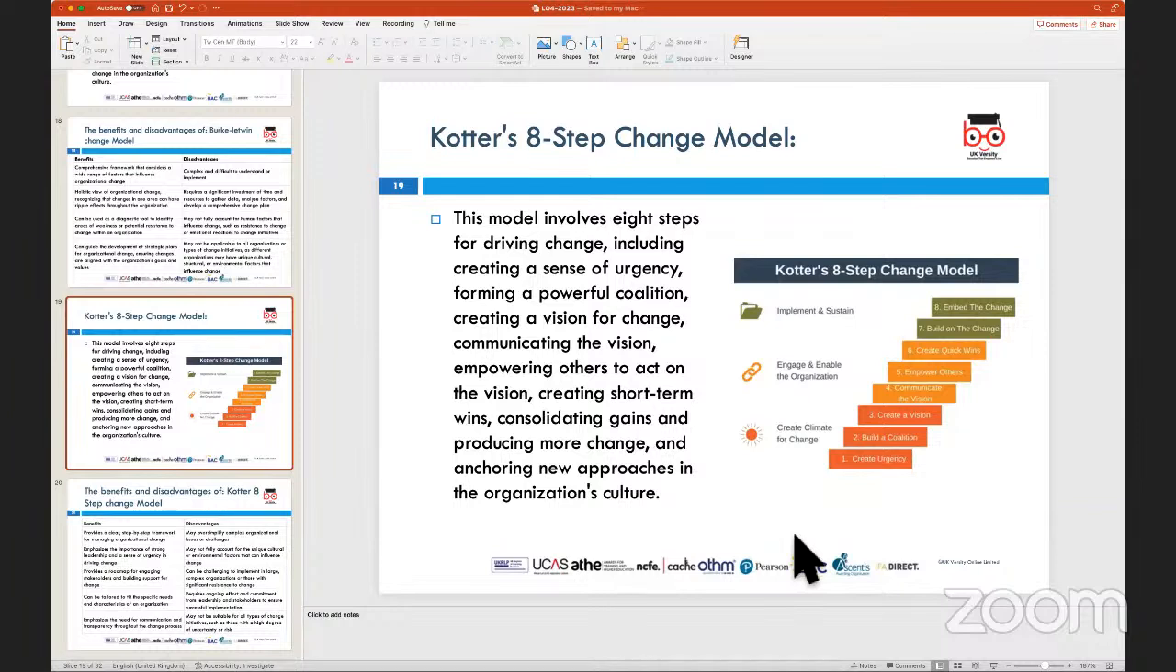Then you engage and enable the organization in terms of resources, in terms of communication, in terms of ensuring that the staff or the people who are going to undergo change have the ability to access all resources and then successfully transition using this change.